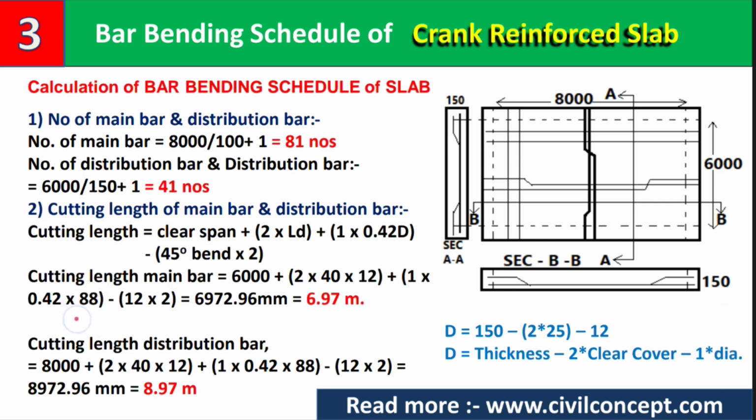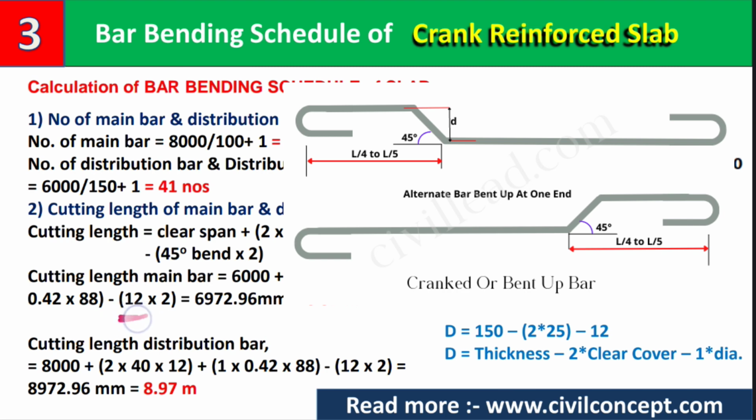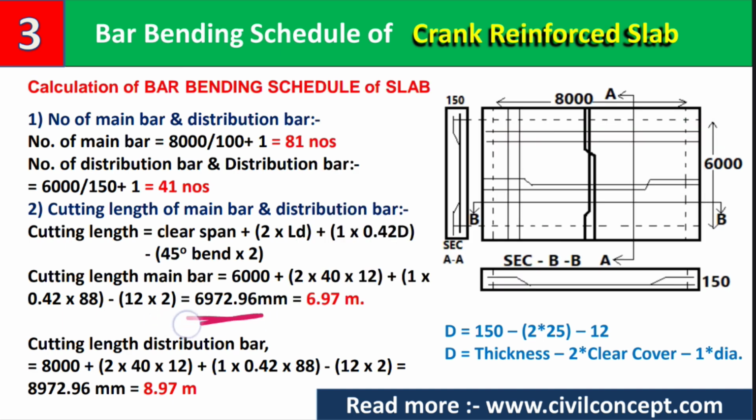So 88 minus 12 into 1, which is for the 45 degree bend. For a 45 degree bend we have to deduct 1D. D is the diameter of the rebar, so 1D is equal to 1 into 12, which is again 12 into 2, because we have two bends in this direction, one bend and another bend, so we have to multiply it by 2. After calculating we will get almost 6972.96 mm, and when we convert it into meters, we will get almost 6.97 meter.